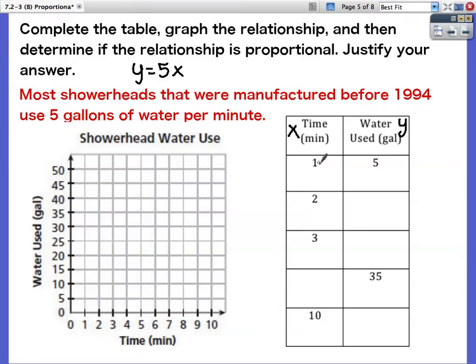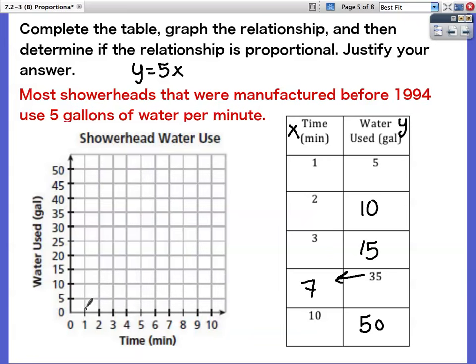Okay, so after 1 minute, it would use up 5 gallons. That makes sense. So 2 would be 10, 3 would be 15. I can easily divide by 5 to get my x here. So 35 divided by 5 is 7, and 10 times 5 is 50. Notice right off the bat, I could use division very easily to get from the 35 to the 7. Whenever you can use division real easy like that, you know the relationship's proportional.